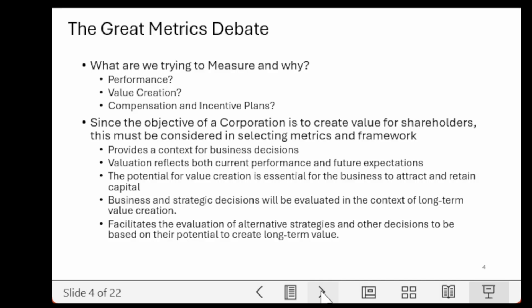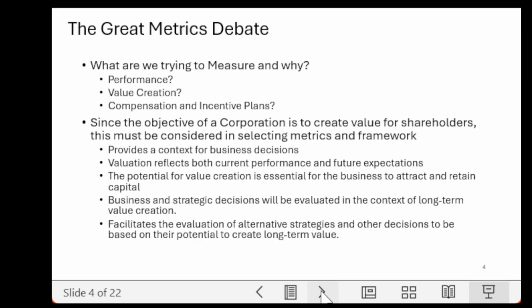So to begin the great metrics debate, we really need to take a step back and ask ourselves, what is it that we're trying to measure? Are we trying to measure performance? Are we trying to measure the potential for value creation? Are we looking to design compensation and incentive plans? The answer is likely to be all three of those. So we need to be thoughtful about how we construct the measures. Whatever gets measured gets managed, and it will influence behavior. So we have to be thoughtful about this.